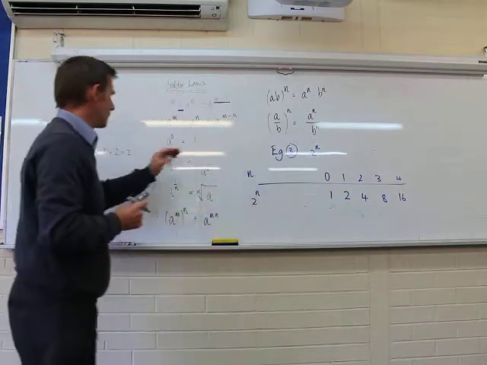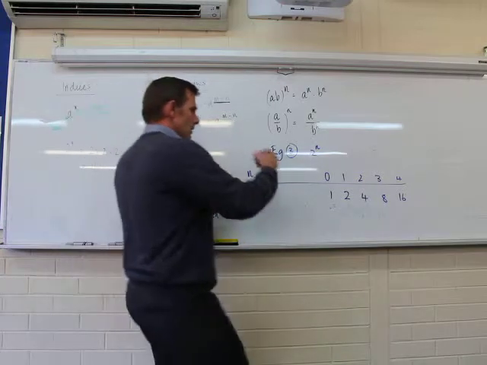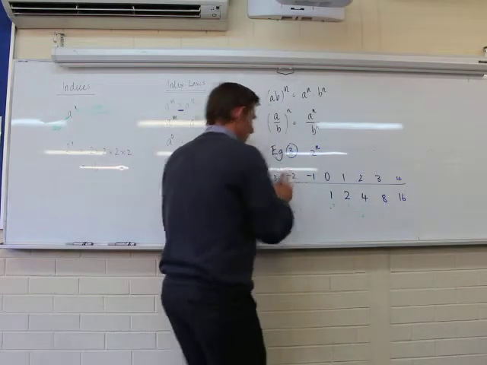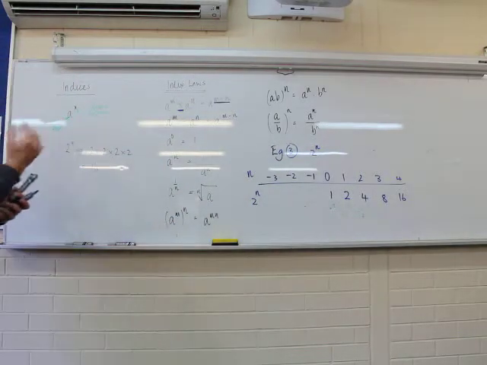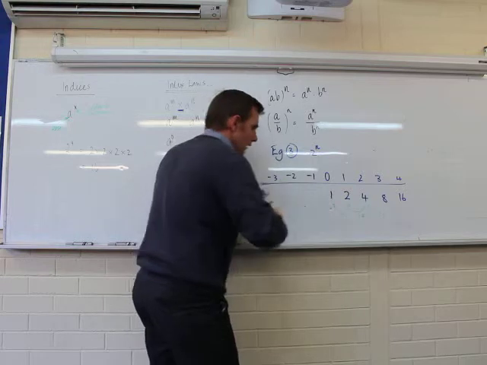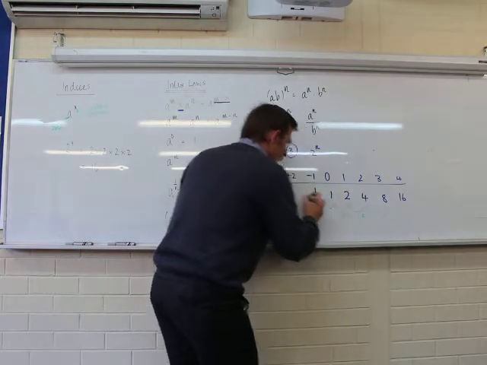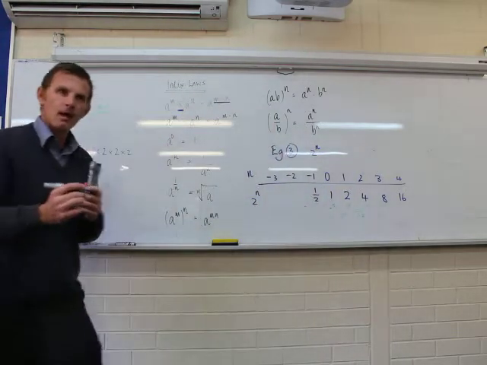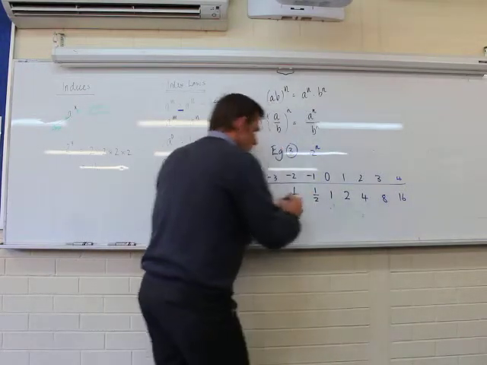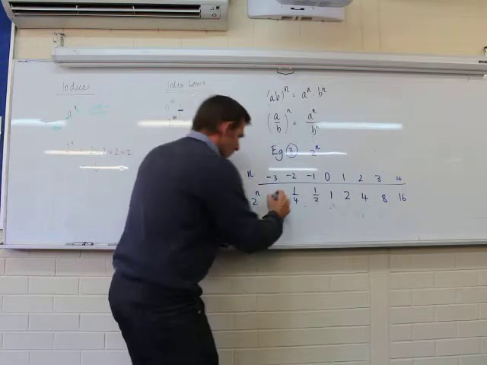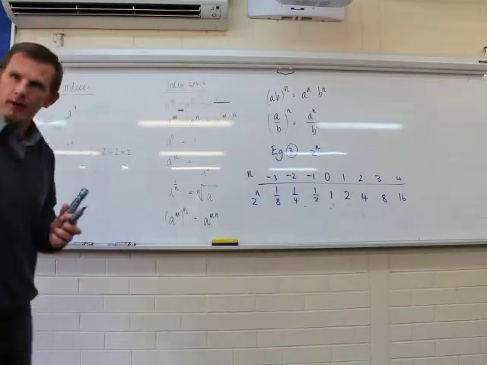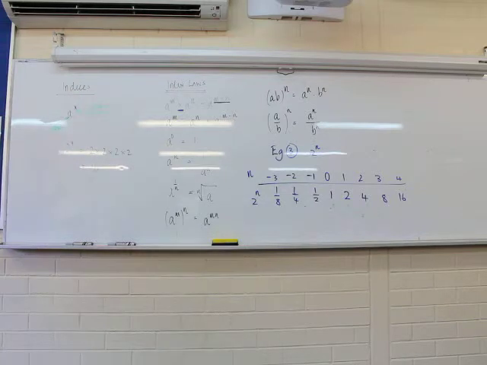Now keep working with me with this next one. If I keep coming back this way, minus 1, minus 2, minus 3. Follow the pattern, dividing by 2. If I divide by 2 here, don't I get a half? And dividing a half by 2, I'll get a quarter. And dividing a quarter by 2, I get an eighth. So I'm still doing the same thing. I'm just dividing by 2 as I'm coming back this way.